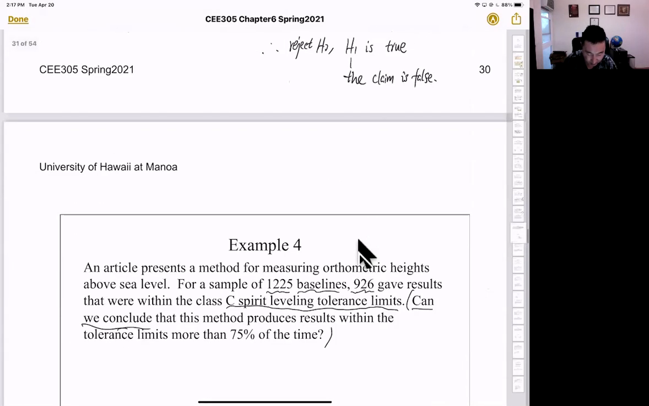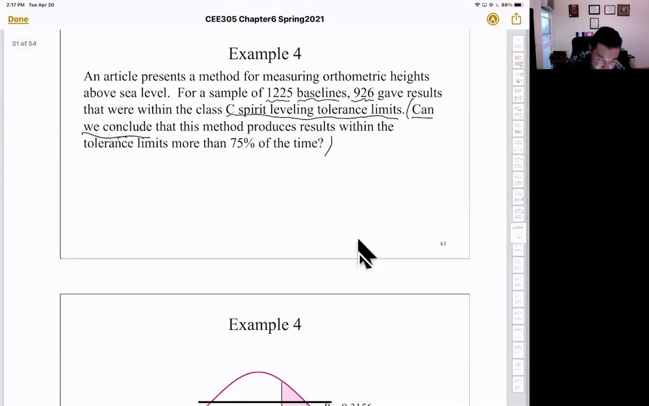Right, so let's set up H0 and H1. So the first step, H0 and H1. Okay, so H1 again will be whatever the question asks, whatever we can conclude after. So this will be H1: this method produces result within limit more than 75% of the time.